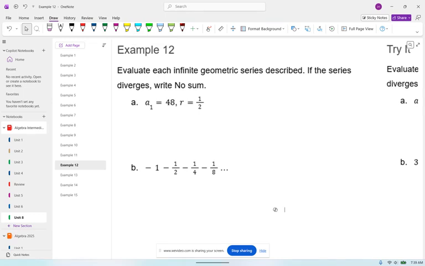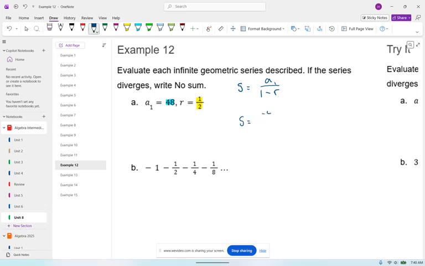So this first one, we're going to start off nice and easy. We've got our formula for the infinite series, which is S equals A1 divided by 1 minus R. And in this, they give me my A1, my first term, and my common ratio R. So this one's nice and easy. So we'll just substitute in what we have.